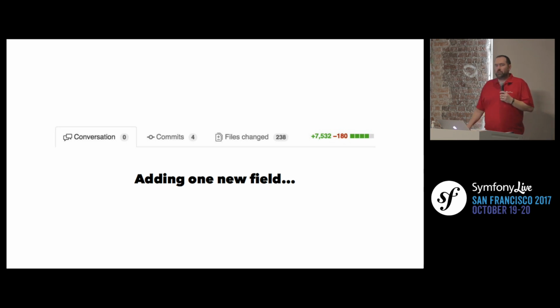This was adding one new field to our application, and it resulted in changing 238 files and adding over 7,000 lines of code. I think this field was something that was very well used, like username or something like that, but it had to be propagated to everything that needed it. And so at that point, since that field was being used everywhere as some sort of identifier, all of those read models needed to be updated.